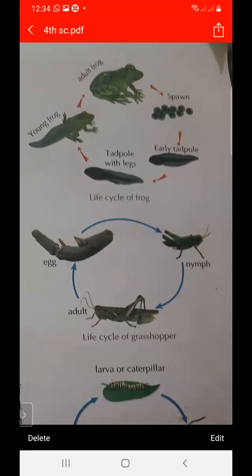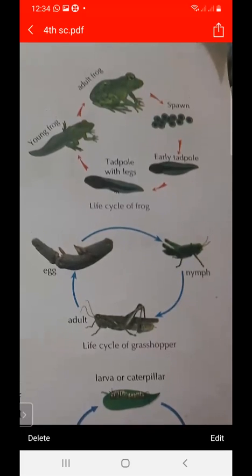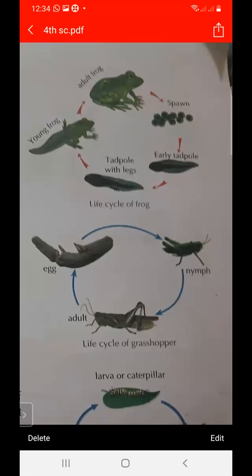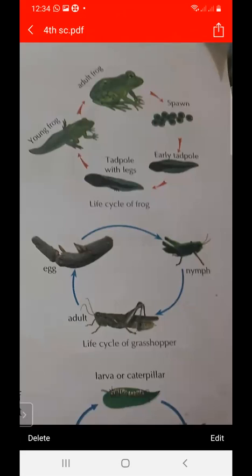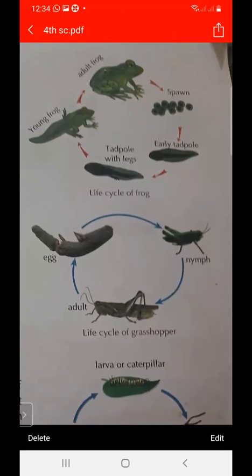After spawn, it will change into the early tadpole, and then into the tadpole. And the tadpole looks like a small fish. The early tadpole doesn't have legs or any organs, but as time goes on, the tadpole with legs grows.